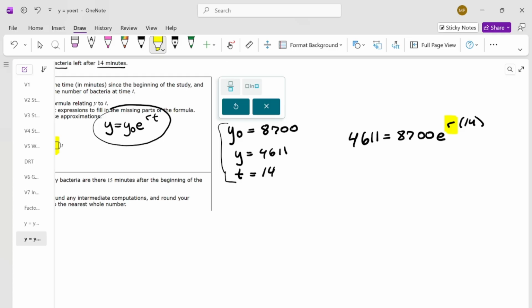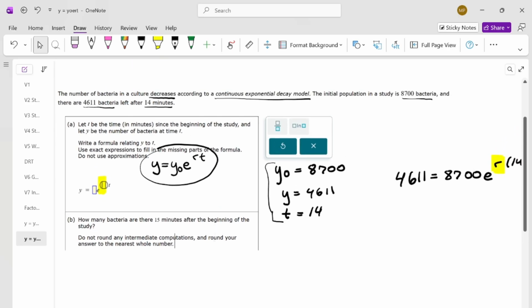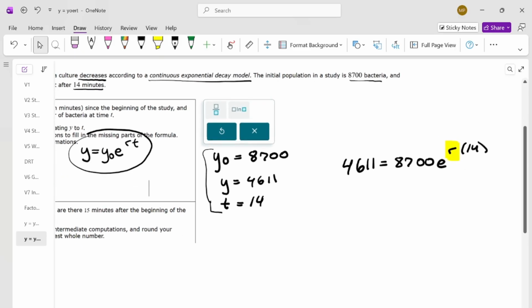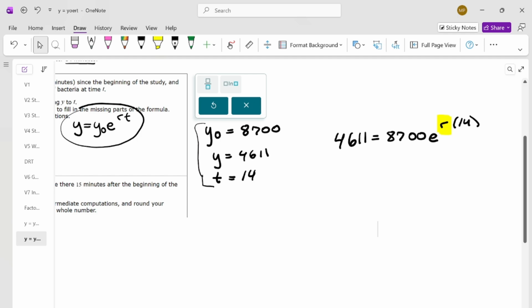But we want to know the rate, because if I wanted to know the final value of bacteria at any time, all I would have to do is plug in any time to that t value, which is currently 14, but say I plug in 6 instead. Because I know the rate that the bacteria is decreasing, and because it's a decay model this rate should be negative, then I can find the final amount of bacteria at any point in time. So that is the reasoning behind this. So we are going to solve for r.